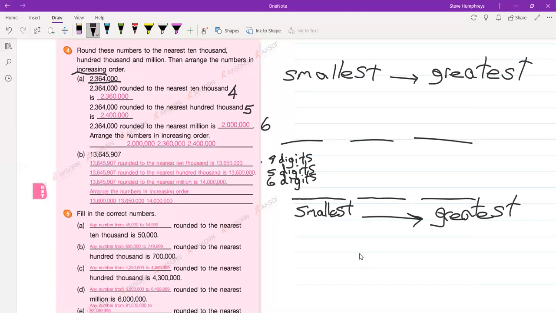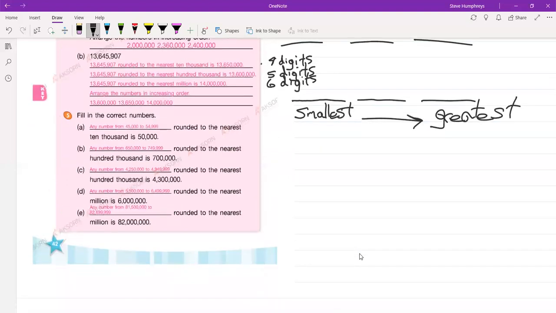Let's have a look at number 5. Fill in the correct numbers. See if you can do 5A. Something rounded to the nearest 10,000 is 50,000. You could be rounding it up, or you could be rounding it down.